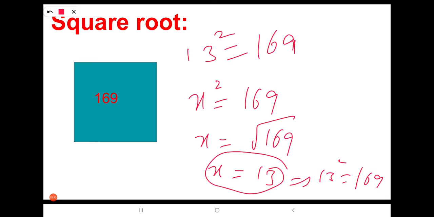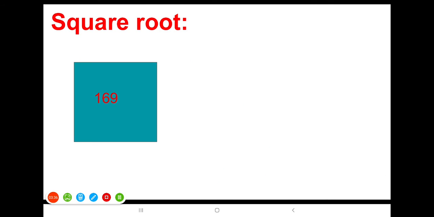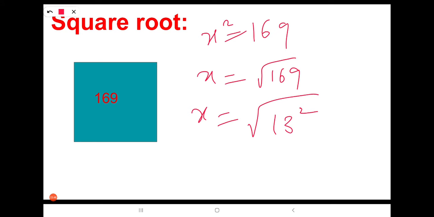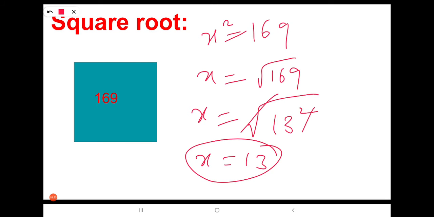Instead of doing all these things, we can simply simplify like this. x square is equal to 169, x is equal to under root 169, and 169 we can write as 13 square, and this square and this root get cancelled. x is equal to 13. So that is the meaning of square root.